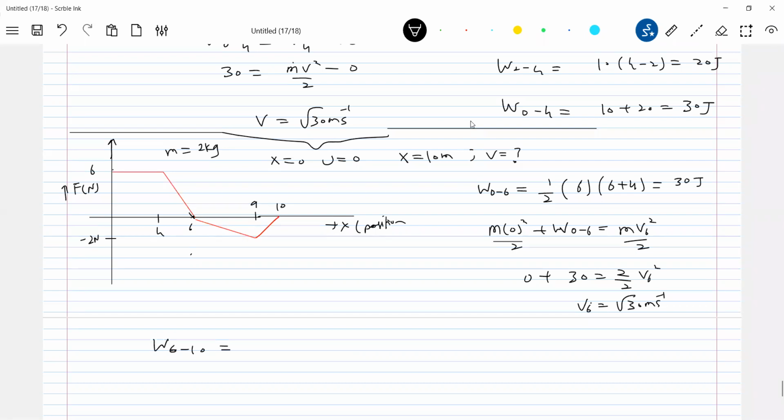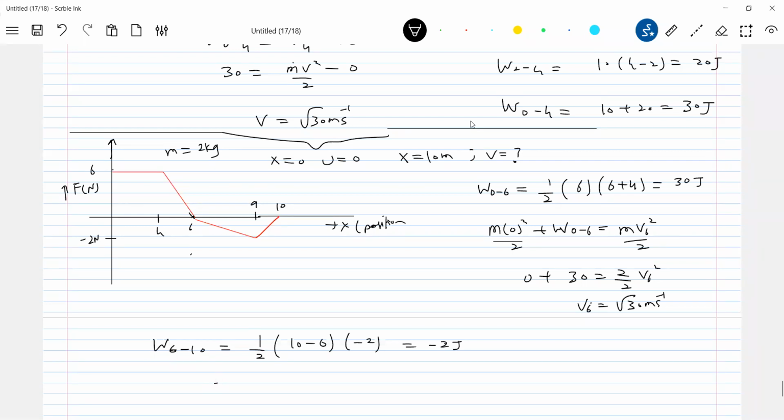This should be equal to the area of the triangle, half into, I'll put a negative sign, base is how much? 4, that is 10 minus 6, and the height is minus 2. Half into 4 into 2, this will be minus 2 joule. Sir, shouldn't we take plus 2, because we have already considered minus? Here F, I'll substitute negative. What is the net work then?